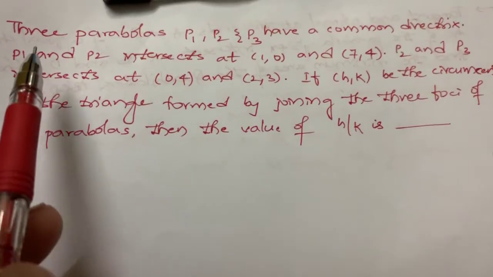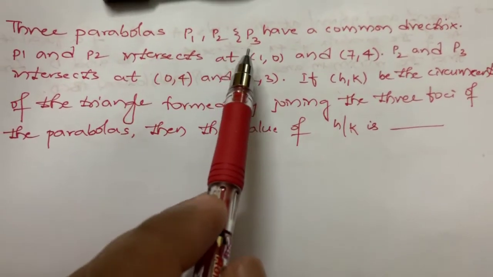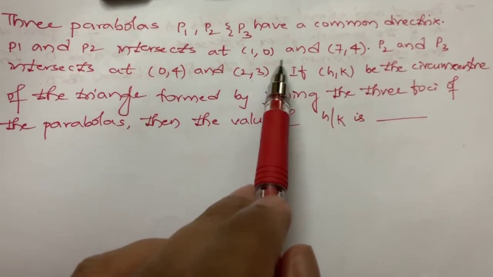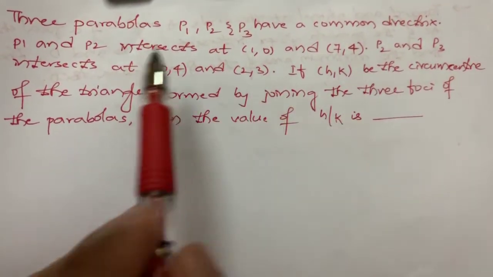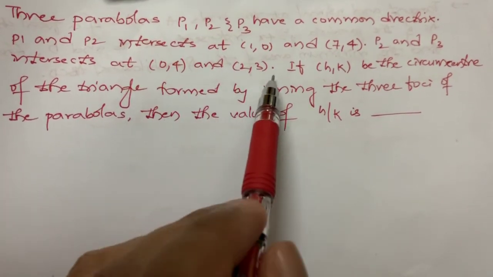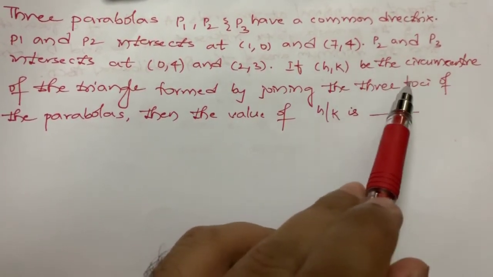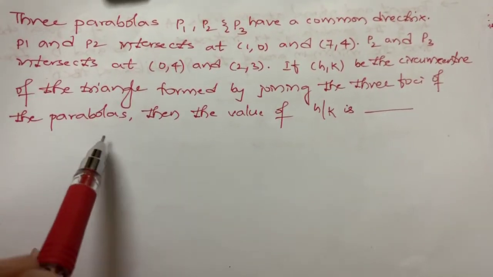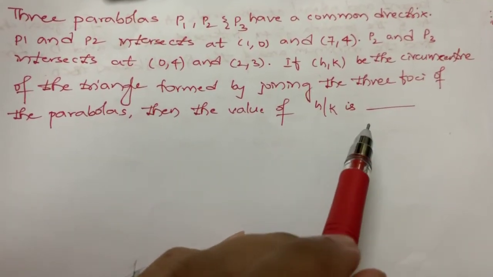Let's look at this problem. Three parabolas P1, P2 and P3 have a common directrix. P1 and P2 intersect at (1, 0) and (7, 4). P2 and P3 intersect at (0, 4) and (2, 3). If (h, k) is the circumcenter of the triangle formed by joining the three foci of the parabolas, then the value of h by k is?